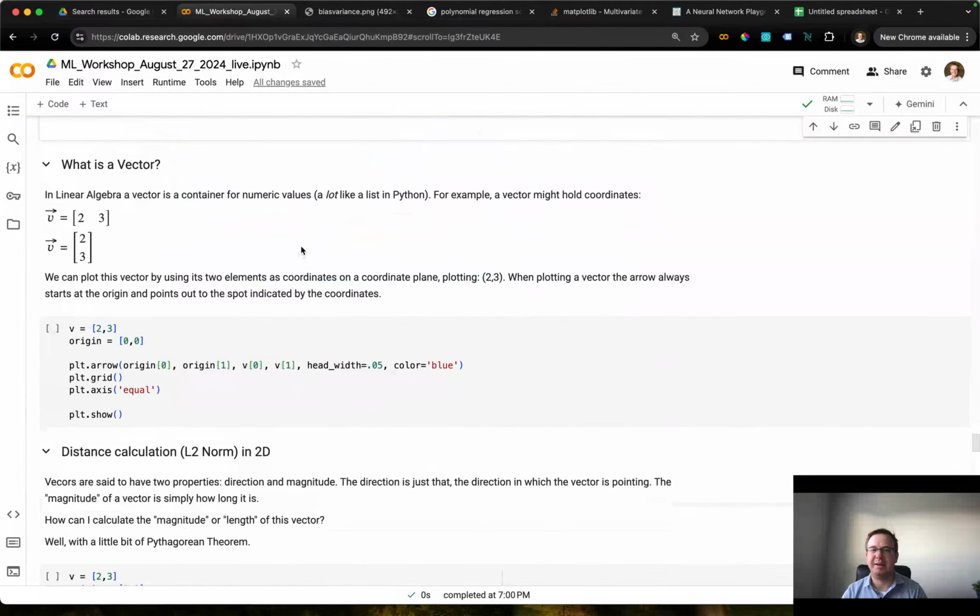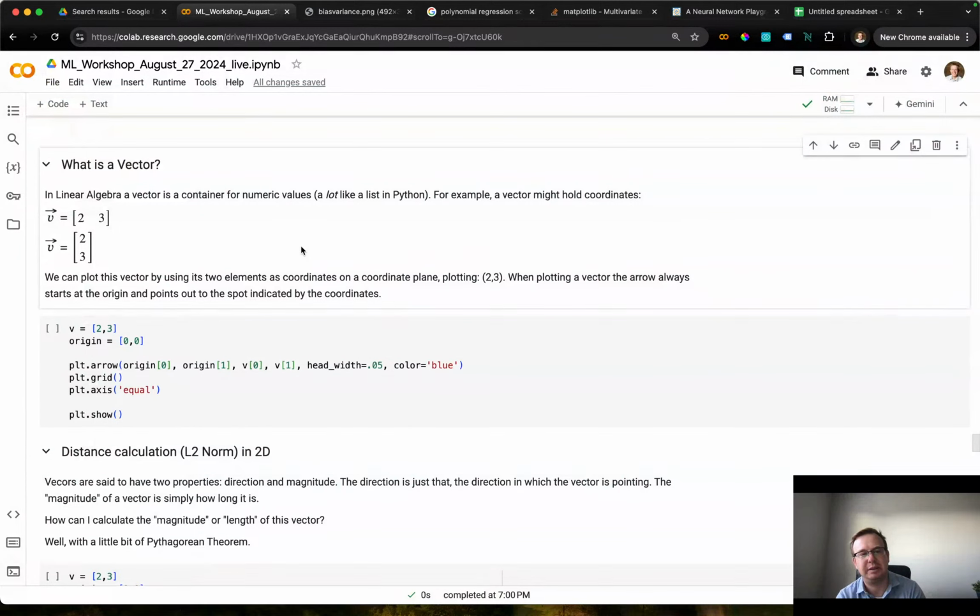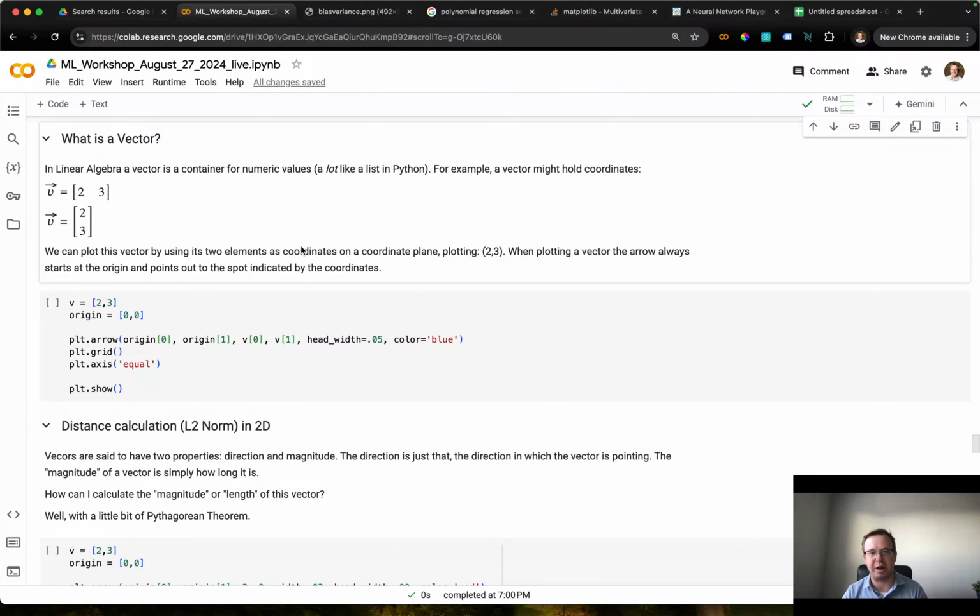Okay. For those of you who maybe haven't taken a linear algebra course, the first thing we need to talk about is what a vector is. A vector is basically just a container of numbers, but in linear algebra, a vector is said to have 2 properties, a magnitude and a direction. A magnitude and a direction, right?